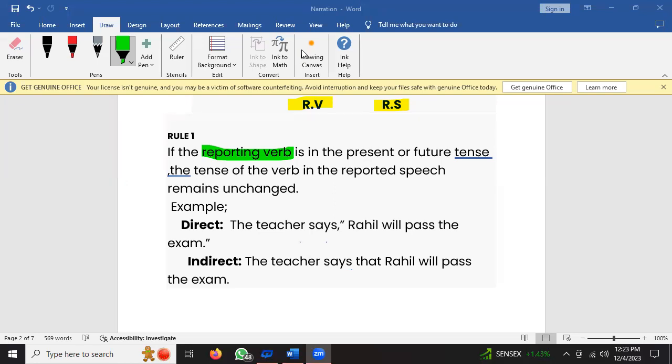Yes, sir. Okay. Abu Huraira, what is reporting verb? Sir, reporting verb is the verb about which we are reporting. Can you explain?